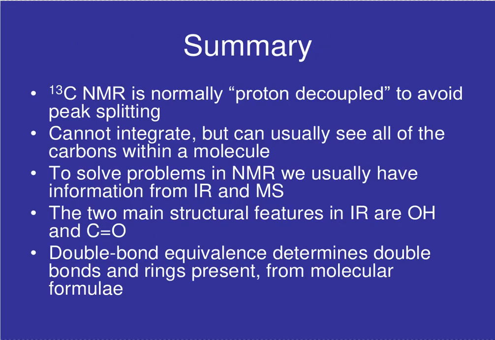Okay, just to see where we've got to at this point, remember we've got carbon 13 NMR, but we include multiplicity information from the protons that are attached to each carbon. Look for that. We cannot integrate, but we normally can see all of the carbons within a molecule. If we can't, we know there's some doubling up, so we've got to look very carefully for which signals are likely to be doubled up in the carbon spectrum. To solve problems in NMR, we can also have information from IR.